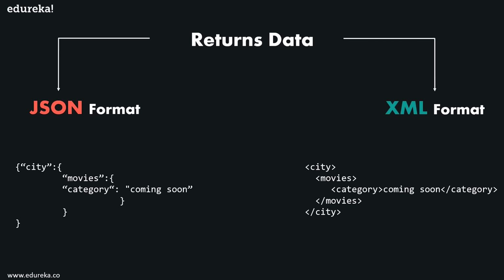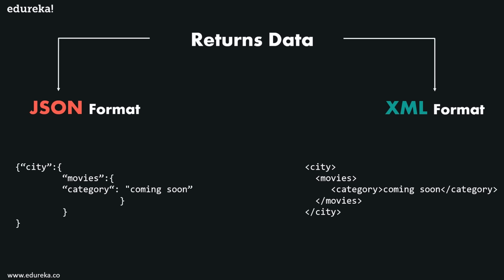Now if I talk about the JSON formats and the XML formats, as you can see on my screen, for example, let's say we want to find out the data of the movies which are coming soon at a specific city. So what you can simply do is, if you just send a request of this particular information to the client, the server returns the data in either the JSON format or the XML format. So in the JSON format, it shows as you can see on my screen. So basically there's a city, and then there's movies, categories, and in the category you have coming soon. When you come to the XML format, you basically have cities, movies, and then again we have a category section which shows coming soon.